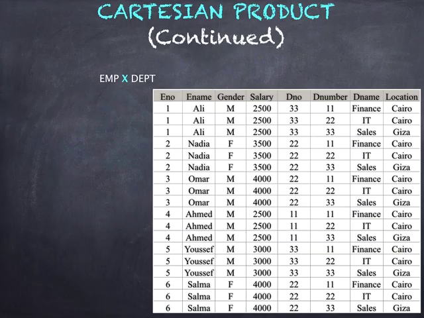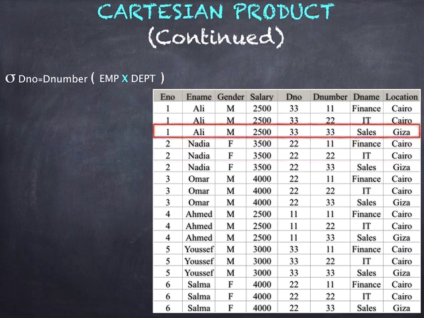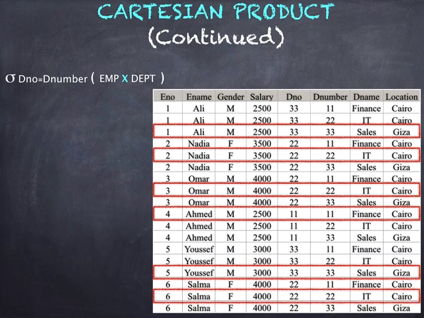If we apply further operations on this table, which is the result of employee Cartesian product department, what if we made a selection on this table, and the selection condition is that the D and O is equal to the D number? In other words, it will look for the records where the D and O here is equal to the D number here and just consider them. So we're talking about one record from Ali, one from Nadia, one from Omar, Ahmed, Yusuf, and Salma as well.